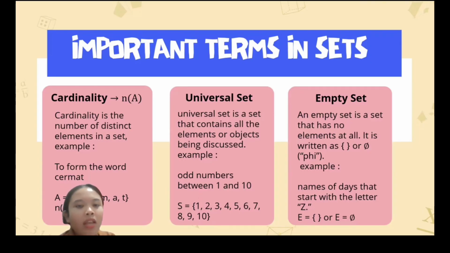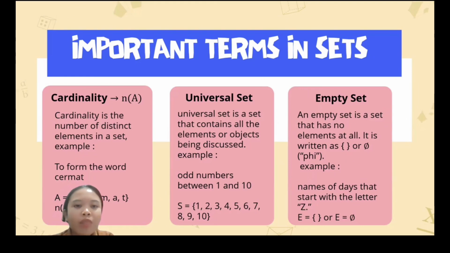Now you can see that set A and set B are part of the universal set. That's why it is called the universal set, because it includes all the elements being discussed. Lastly, we have the empty set. An empty set is a set that has no element at all. In other words, there is nothing inside the set.